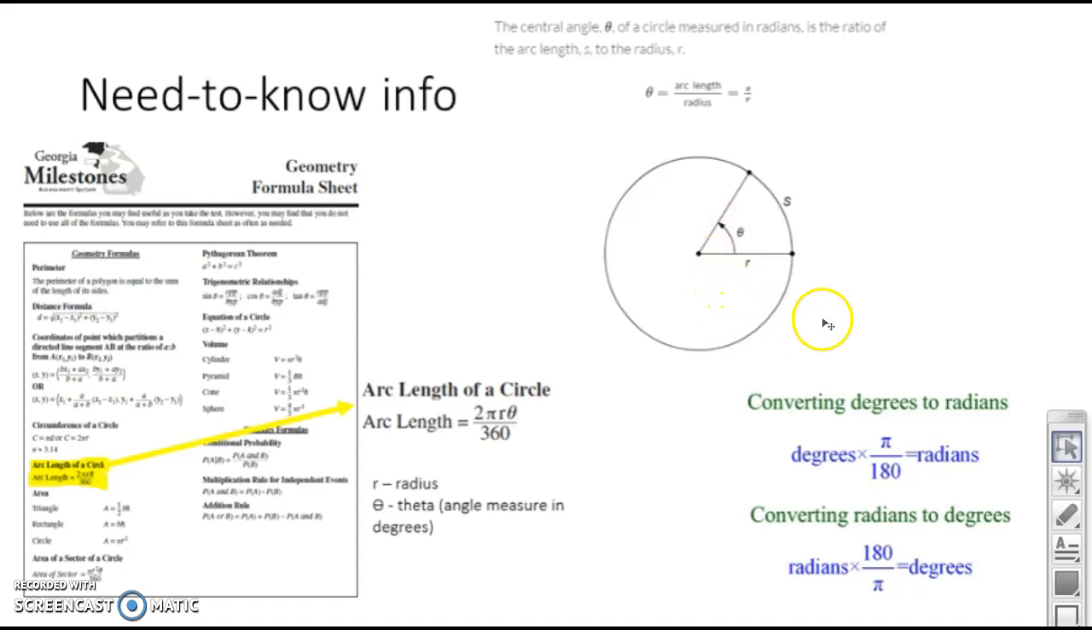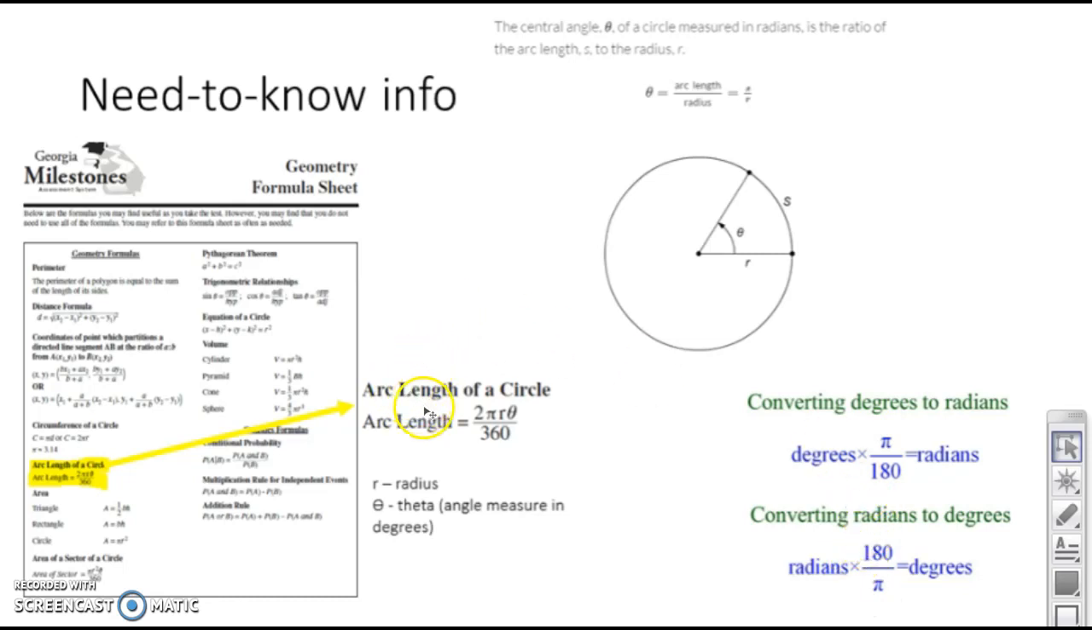Okay? If you want to convert from degrees to radians, you multiply by pi over 180. If you want to convert from radians to degrees, you multiply by 180 over pi. And we'll talk a little bit more about how to remember that later on.